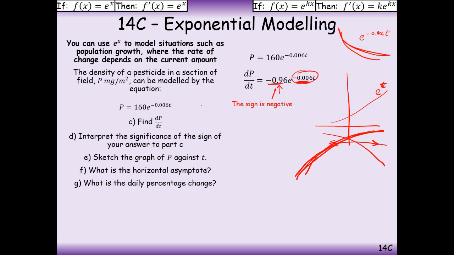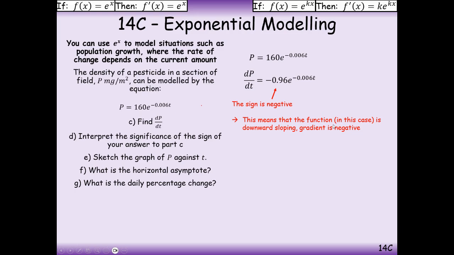So this is just saying the rate is falling. Okay, it is changing, it is increasing, but at a slower rate. The negative sign is saying that it's increasing at a slower rate. So this means that the function in this case is downward sloping, the gradient is negative. The rate of change is this. The original function is increasing, it has this kind of shape where the intercept is there, but this is a different function altogether.